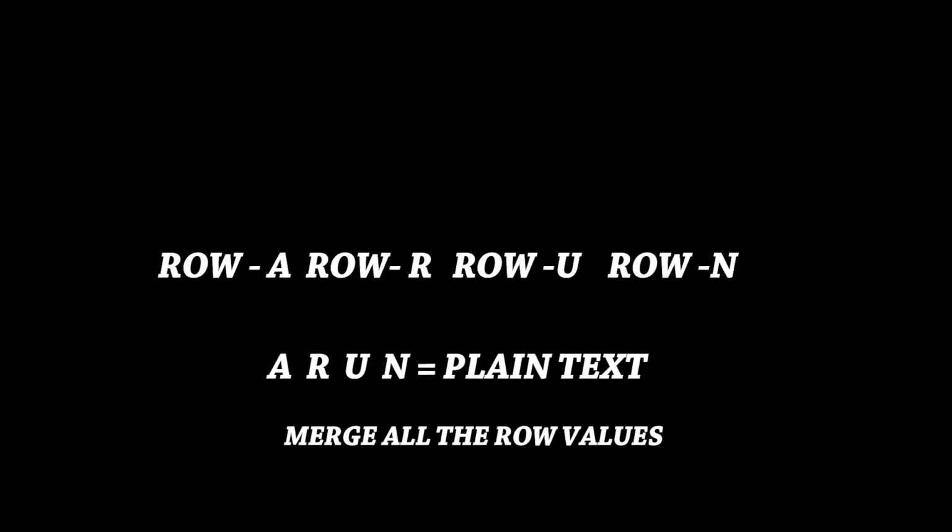Finally, collect all the row values: row A, row R, row U, and row N. A, R, U, N. This is our plain text. So we successfully decrypted our message, and finally we get the plain text. This is the process of the Vigenere cipher algorithm.